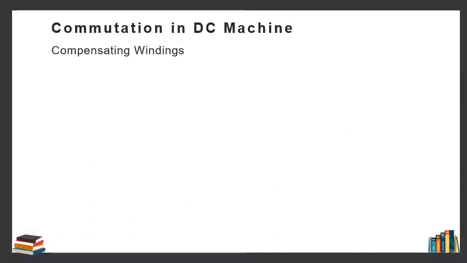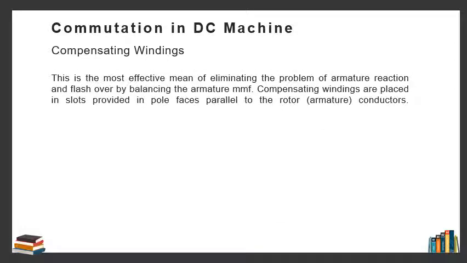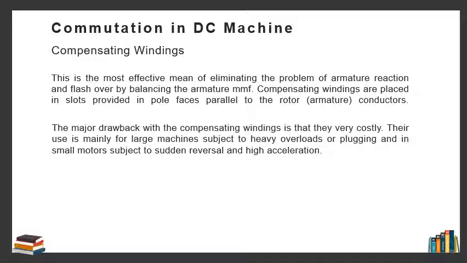Next is the compensating winding. This is the most effective means of eliminating the problem of armature reaction and flashover by balancing the armature MMF. Compensating windings are placed into the slots provided in the pole face parallel to the rotor or armature conductors. The major drawback with the compensating winding is that it is very costly. Their use is mainly for large machines subject to heavy overloads or plugging, and in small motors subject to sudden reversal and high acceleration.